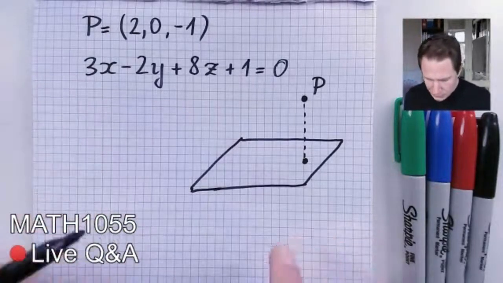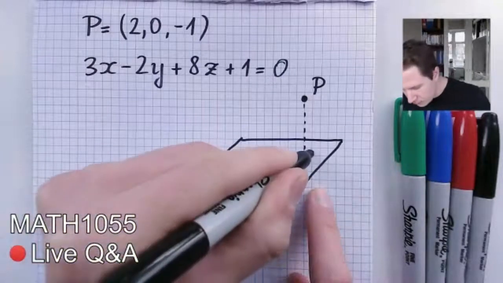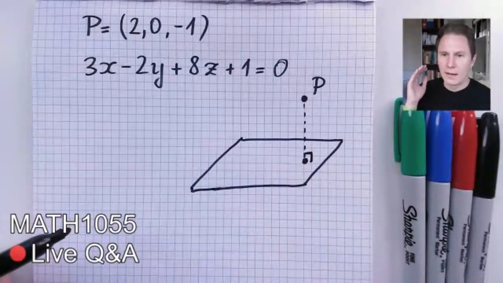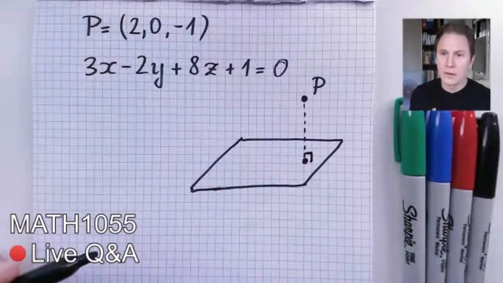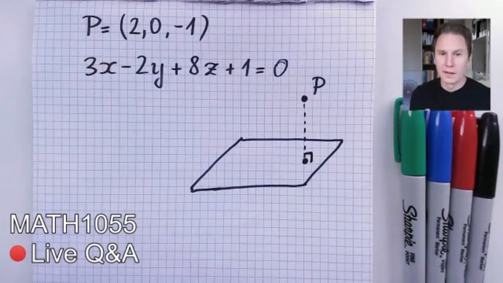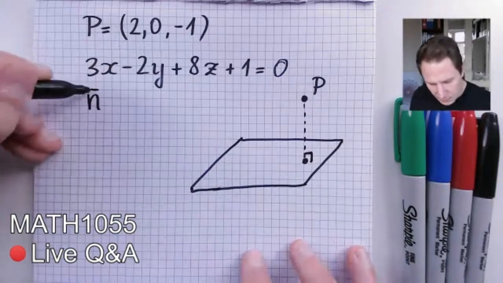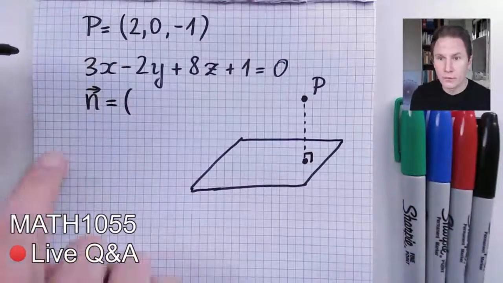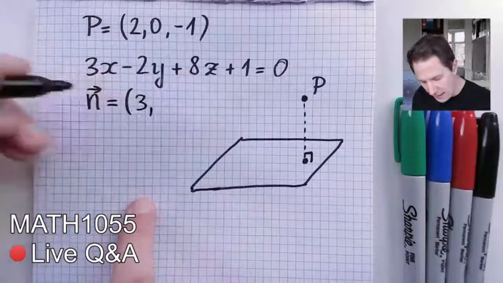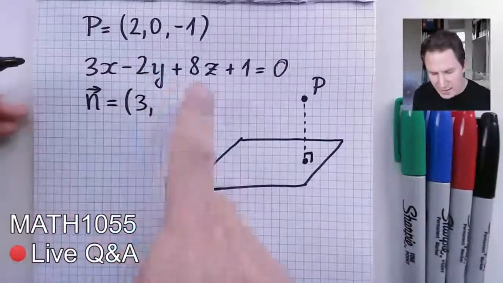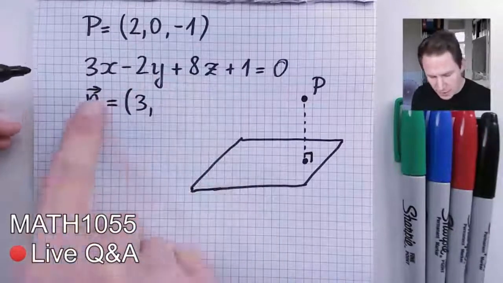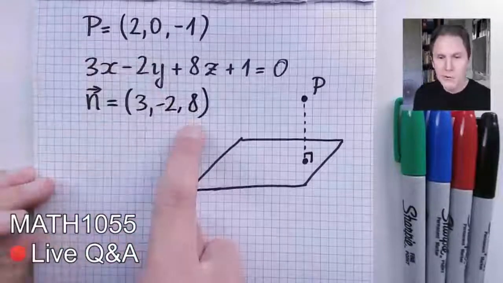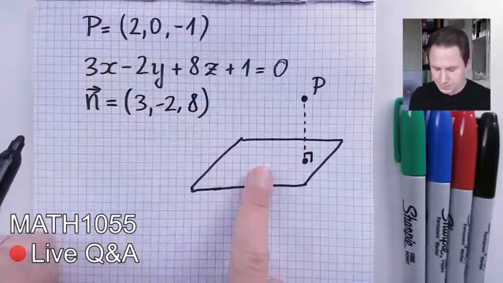Of course, once you see this, you want this line segment to be perpendicular to the plane. The moment you realize that you are looking for something perpendicular to the plane, you should immediately think about the normal vector to the plane, which can be read off the equation of the plane. It's just the coefficients of x, y, and z if they are all on the same side of the equation. So 3, -2, and 8 is a perfectly good normal vector for our plane.